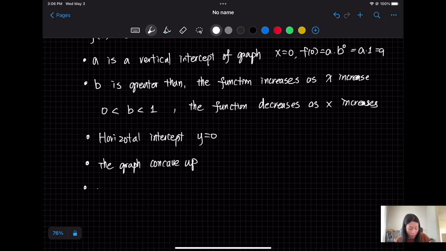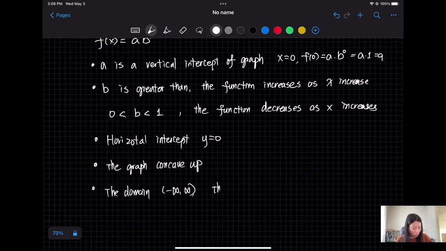And what is the domain of the function? Negative infinity to infinity. That means all the real numbers. But the range of the function is always greater than 0 and goes up. That means the function is always positive. So how do we graph the function?